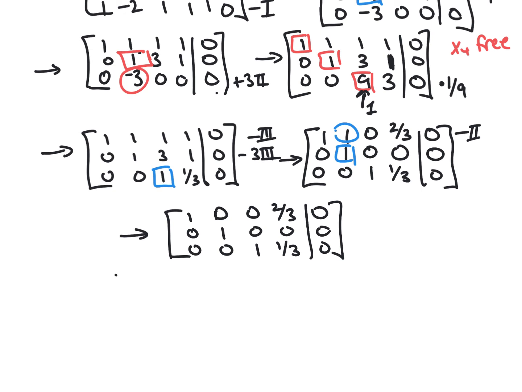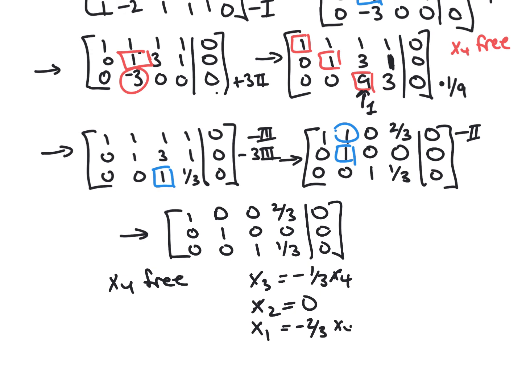So again, x4 is free. And so we have x3 is equal to negative 1/3 x4. x2 is going to be 0, and x1 is going to be negative 2/3 x4. And so our final solution, I want to write it out, is going to look like this. We have our 1 free variable, and we can write everything else in terms of it, and of course x2 is just 0.